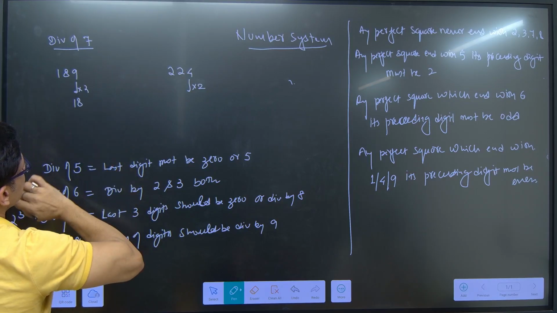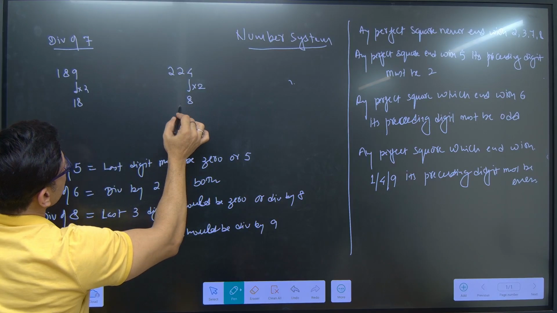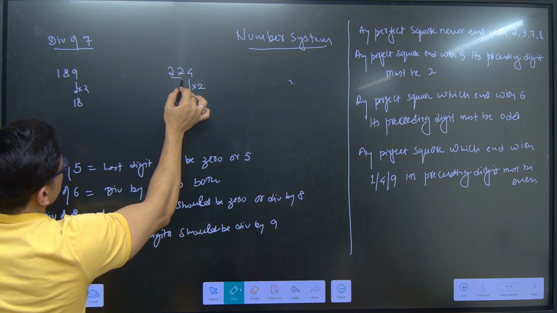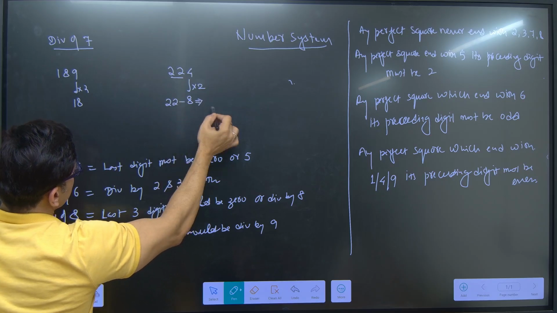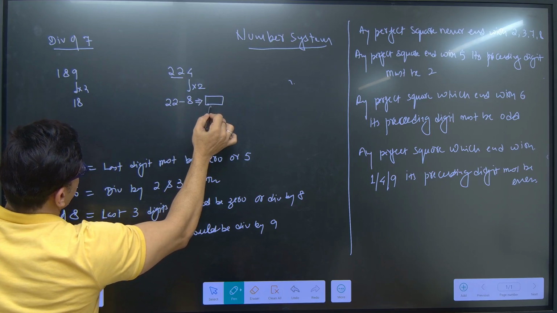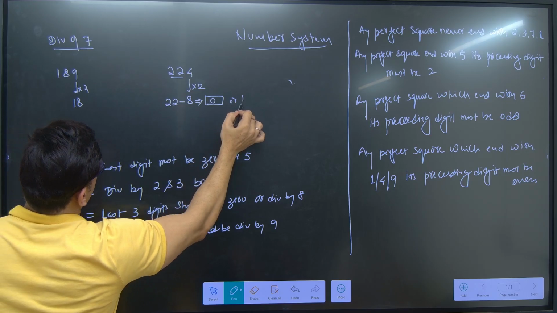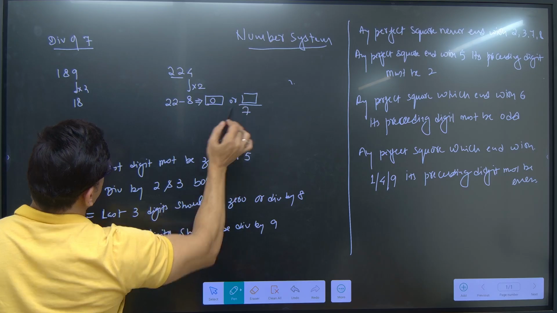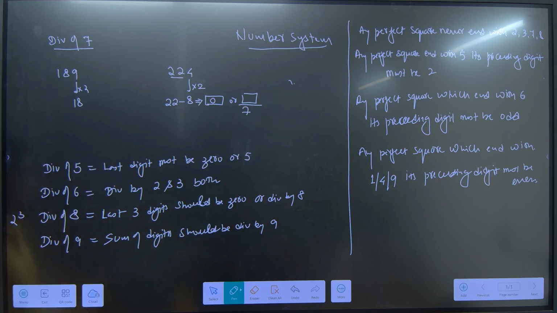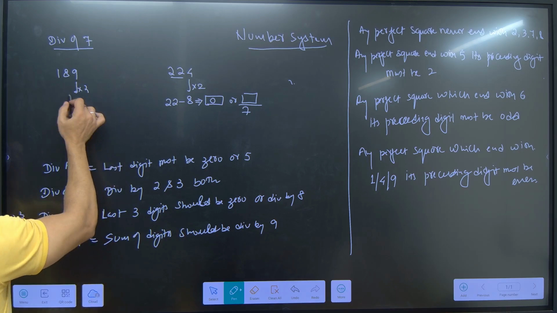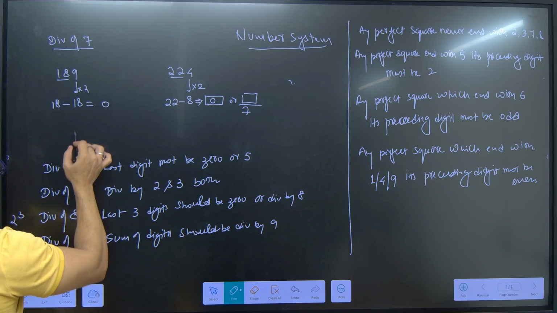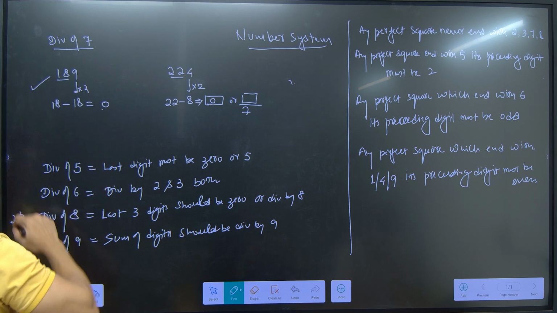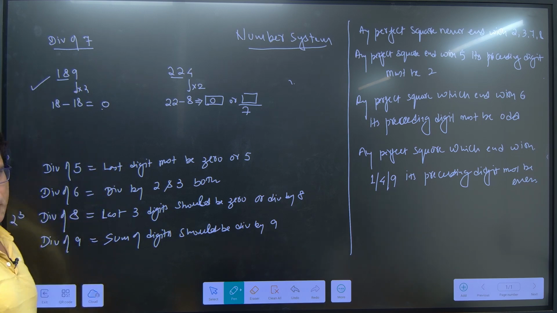So the first is 18, right? And this is 8. Now subtract this from the remaining digits. If the result is 0 or divisible by 7, then the number is divisible by 7. Like in this case, 9 2s are 18 and this is also 18. So 18 minus 18 is 0. That means this number will surely be divisible by 7.